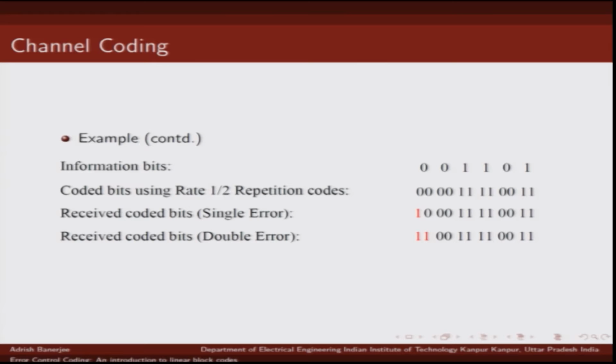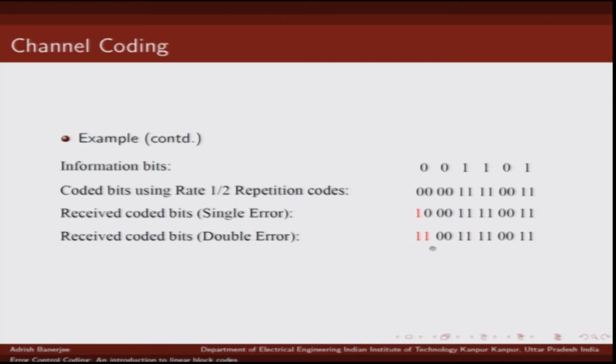Now, let us look at an example for double error. Let us say the first and second bit are received in error. So, what we have received is basically 1 1 0 0 1 1 1 1 0 0 1 1. So, the first 2 received bits are in error, 1 1. Now, let us see whether we can detect the error using this rate 1/2 repetition code.